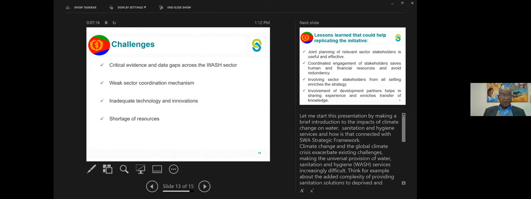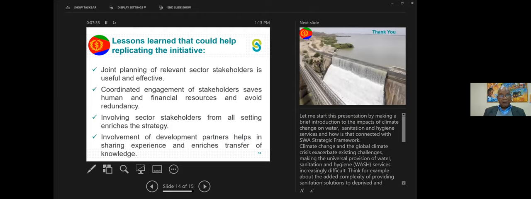I would like to mention that while doing this, we have been facing challenges. One is critical evidence and data gaps across the WASH sector. Second is a weak sector coordination mechanism, inadequate technology and innovations, shortage of resources, and the COVID-19 pandemic.